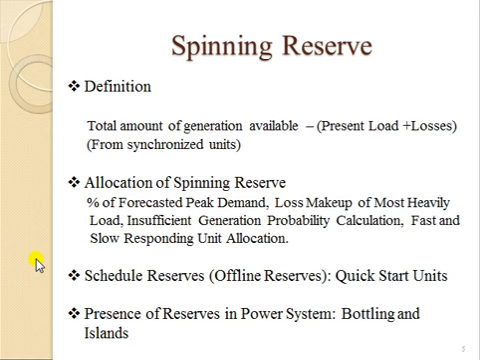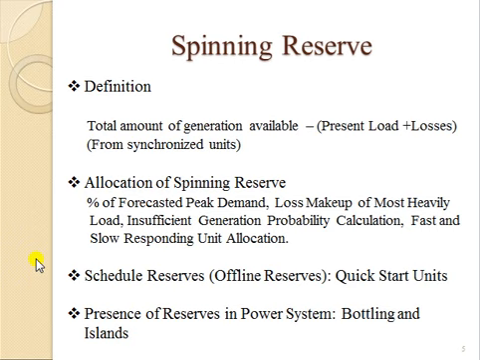So this allocation of spinning reserve is done in proportion to the percentage of forecasted peak demand. Another spinning reserve allocation criterion is that it is ensured that the spinning reserve is available, considering the loss makeup of the most heavily loaded plant. So imagine some load is demanding a lot of power, and suddenly some thermal power plant goes out, or some very heavily loaded plant goes out.